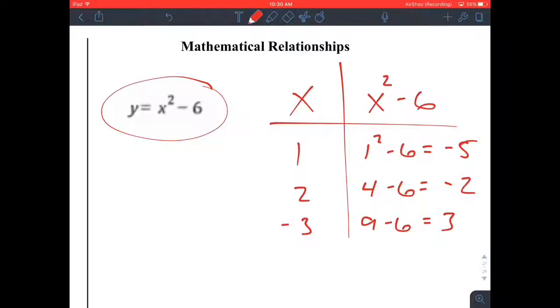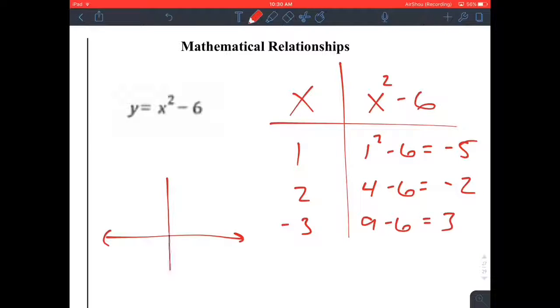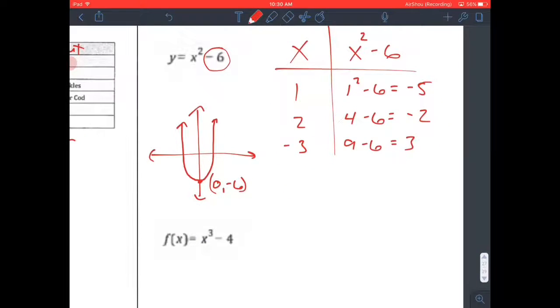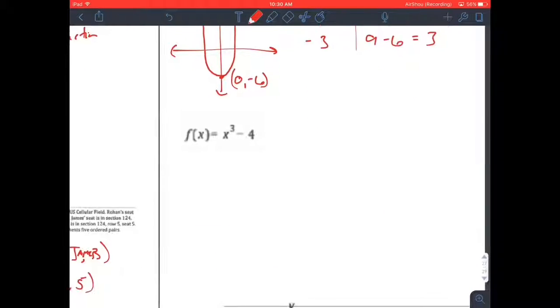If we were to graph this, if you've had Algebra 2, you should know how to graph this, or maybe you haven't got to it yet. It depends on when you're taking this class. But the y-intercept is negative 6. It's a parabola that opens up. So the graph looks something like this. Not a real problem, just showing you these different relationships.